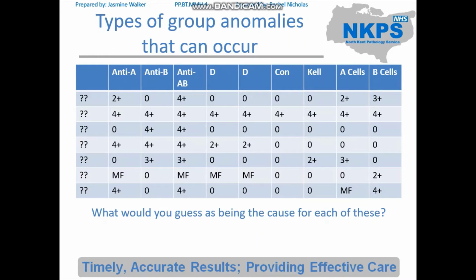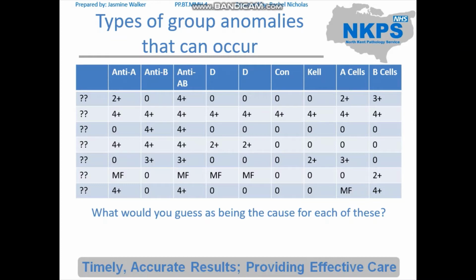In general, we're going to split it up into two different sections. We're going to look at the forward grouping anomalies, so those are the ones where we're looking at the antigens on the patient's red blood cells, and the reverse grouping, and that's the antibodies. We're going to start off with reverse grouping because that's the more common issue that you're going to come across, and it's the one that requires more investigation in-house than the forward group.